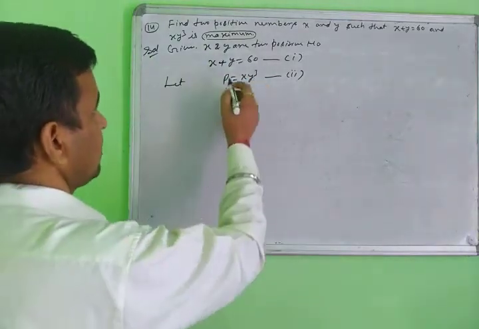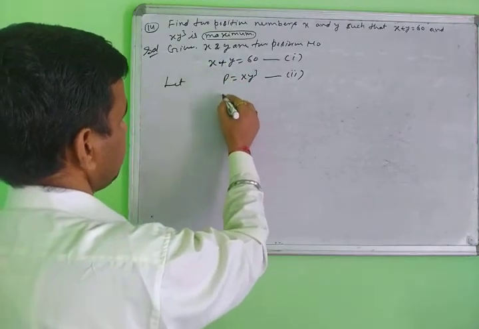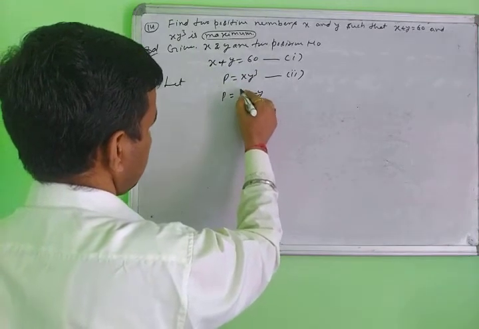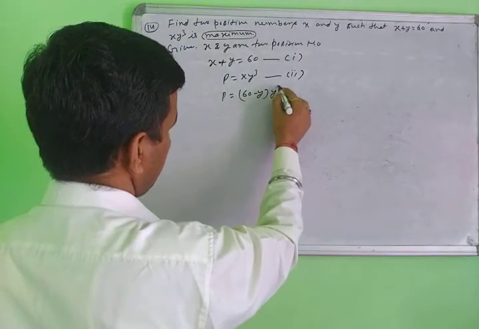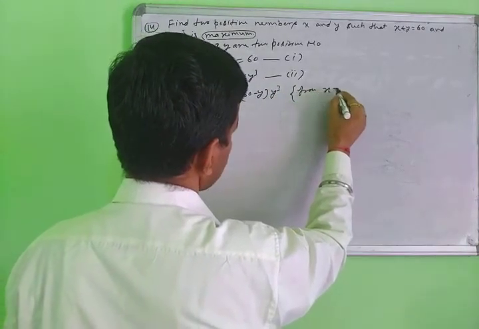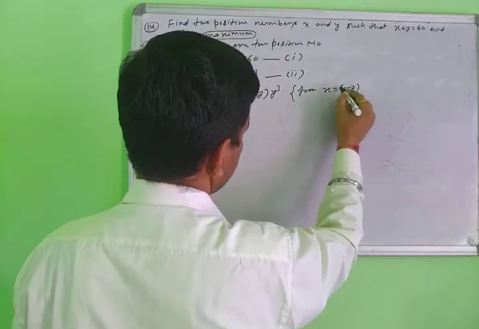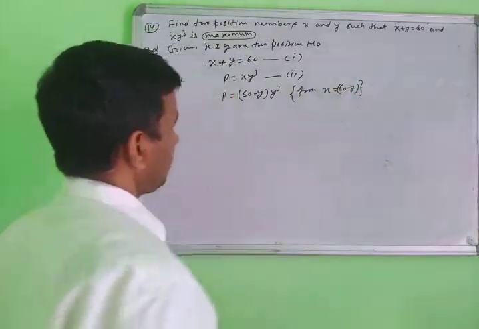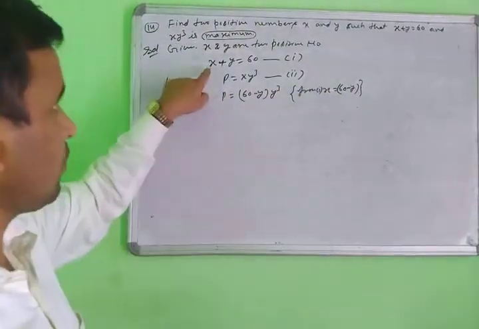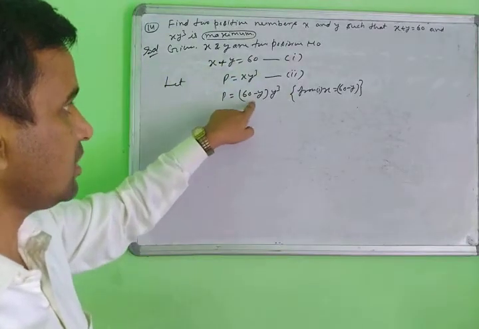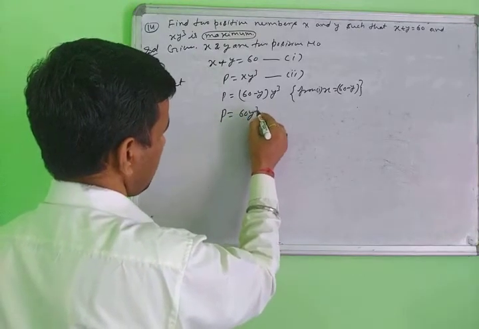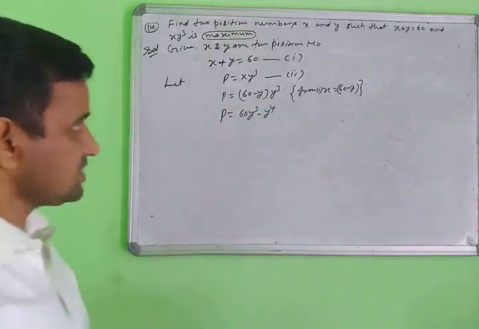So now look here, what is the value of P? x and y from the first equation. P equals x y cube, and from the first equation x equals 60 minus y. I am taking it from equation first and putting it here, so P equals 60 y cube minus y to the power 4. This is converted into a single variable.